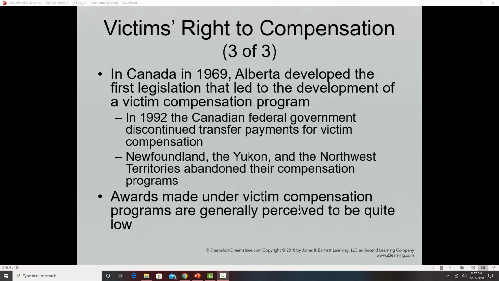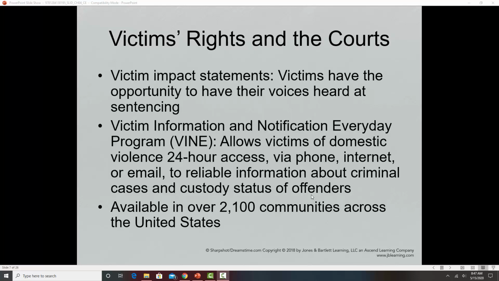U.S. compensation programs spent a record combined total of $499 million in state and federal funds in federal fiscal year 2010. So really the cost of victimization is well beyond that. That just includes things that have actually been paid out.